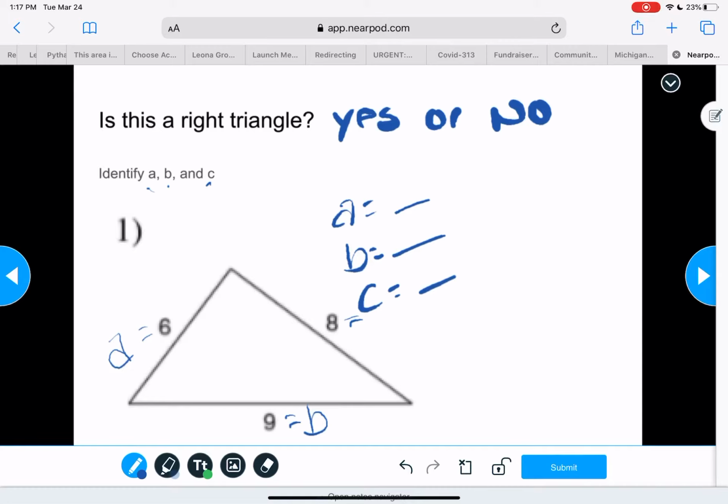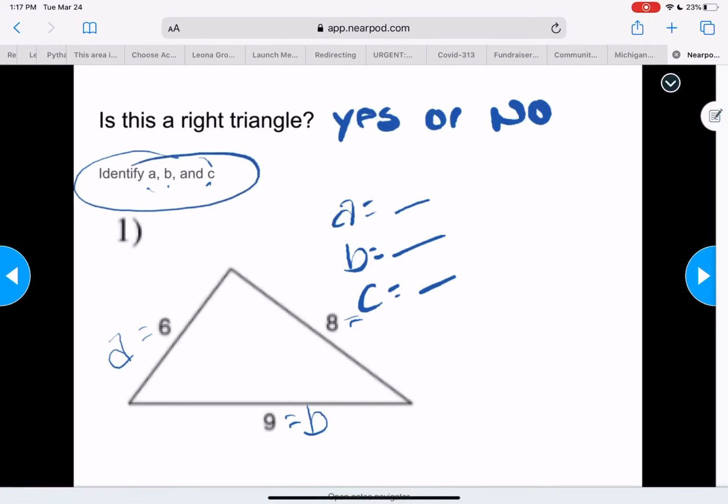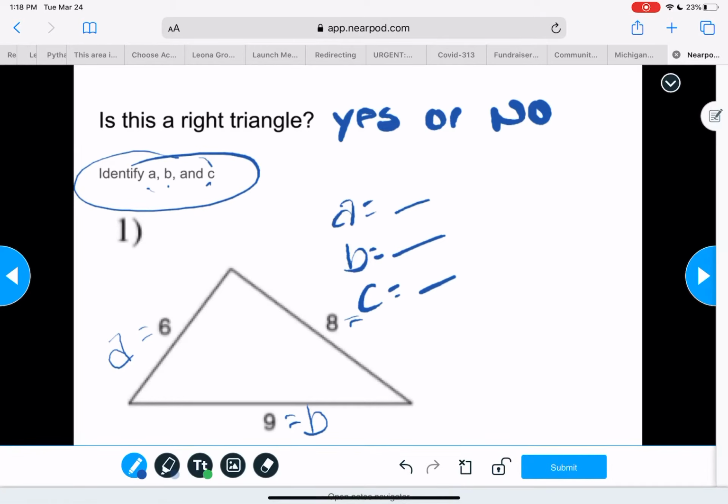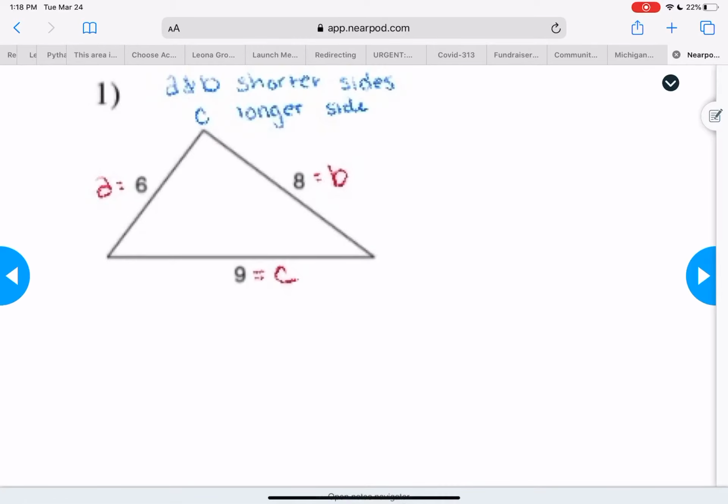And then this one, like I said, it's going to be an example. So here, if you just identify A, B, and C, you're fine. Click submit, move on. I go ahead and identify them for you.